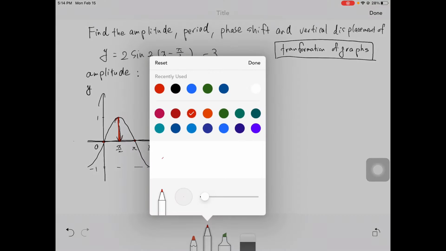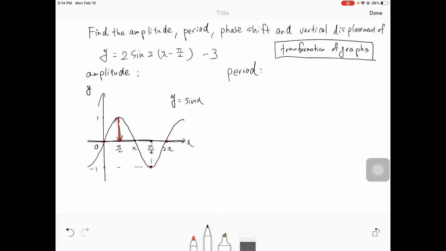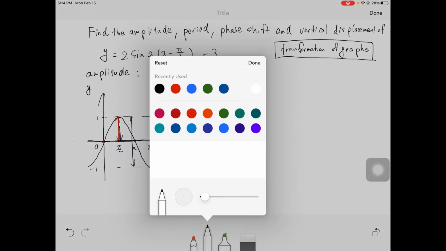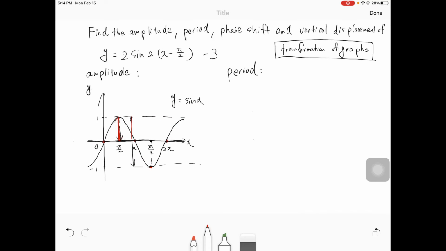In other words, it is half of the difference between maximum and minimum. So half of this. Anyway, it would be okay here or here. This is amplitude. So when y equals sine x, amplitude is 1.